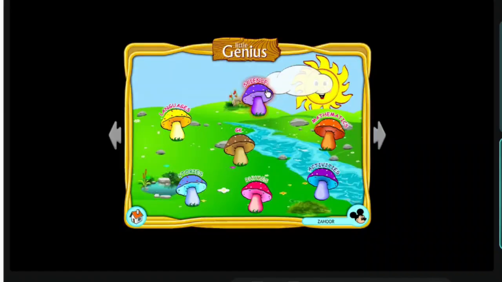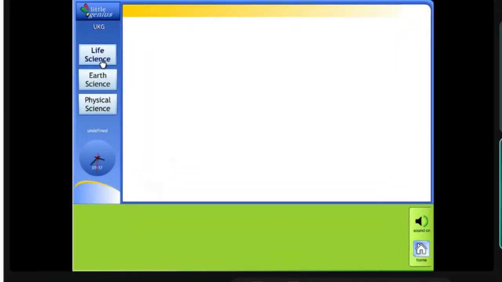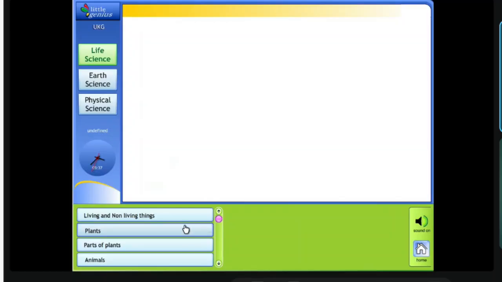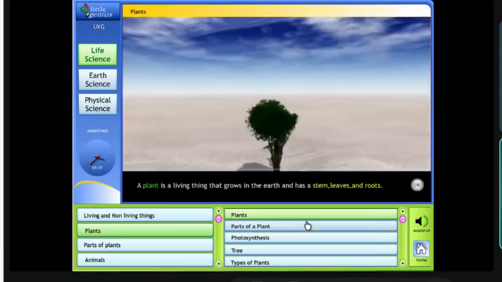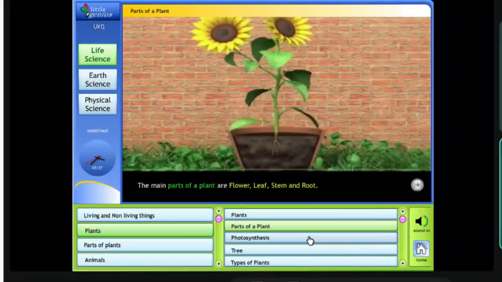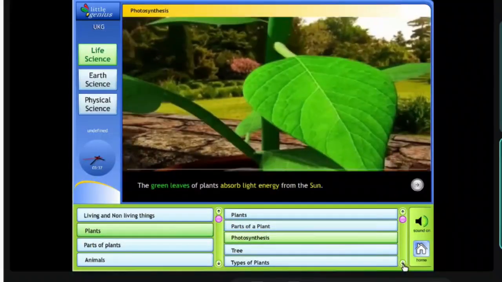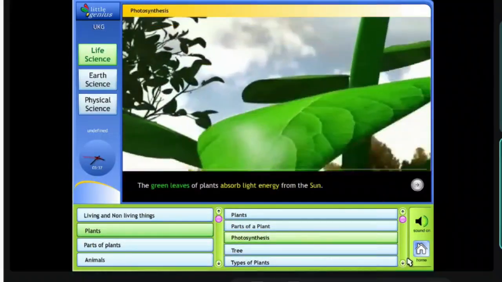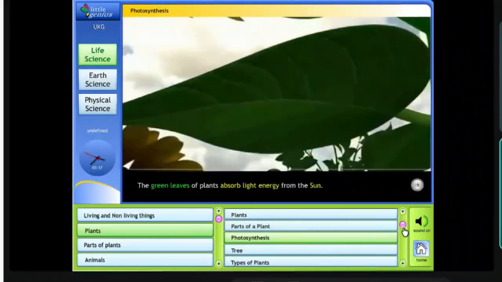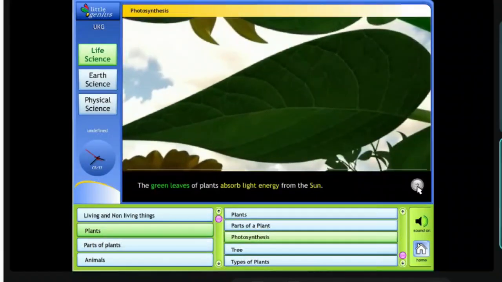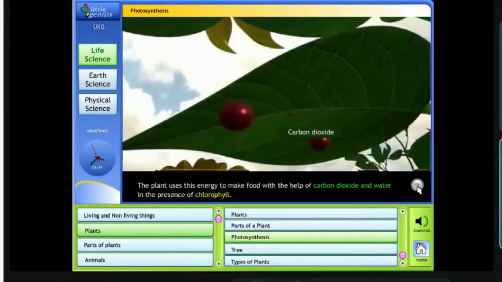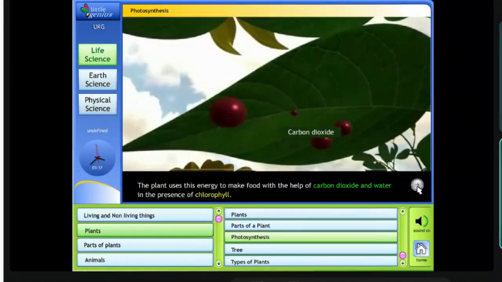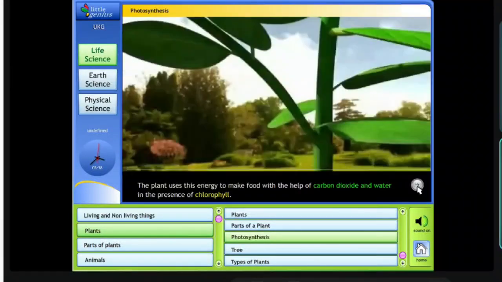Now if you go to science, here you can see life science. See plants if you take. Plants. A plant is a living thing. Parts of a plant. Photosynthesis. The green leaves of plants absorb light energy from the sun. So these are all things, and here there's an arrow, you can click to proceed ahead. It will show how the plant uses this energy to make food with the help of carbon dioxide and water in the presence of chlorophyll.